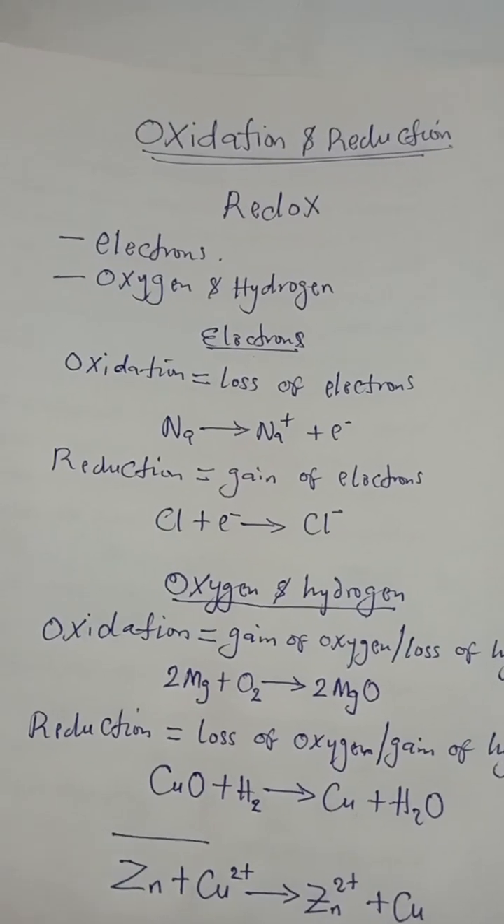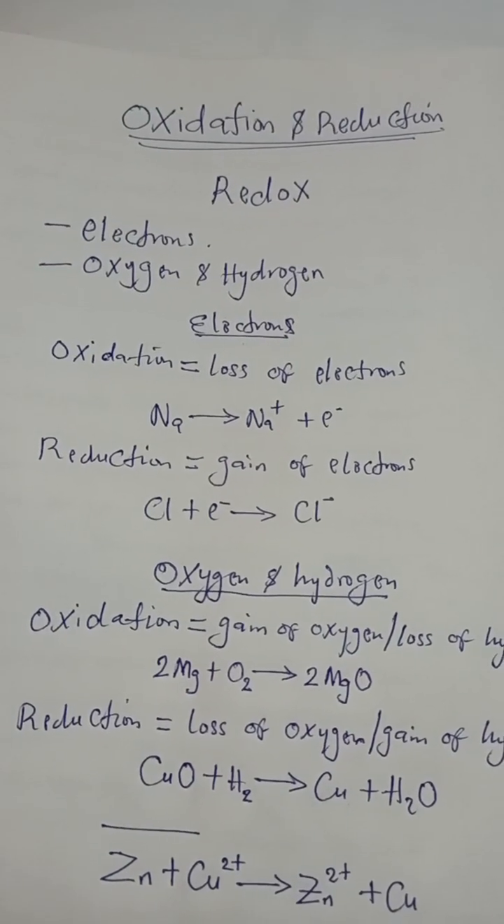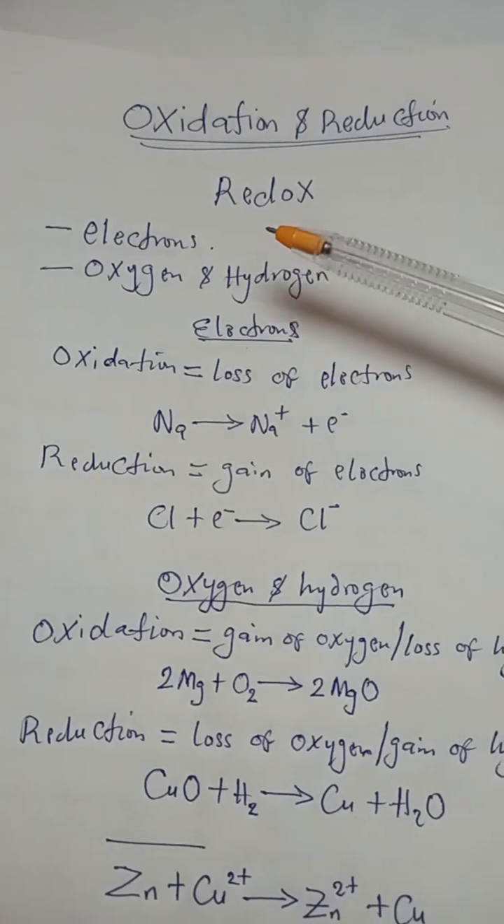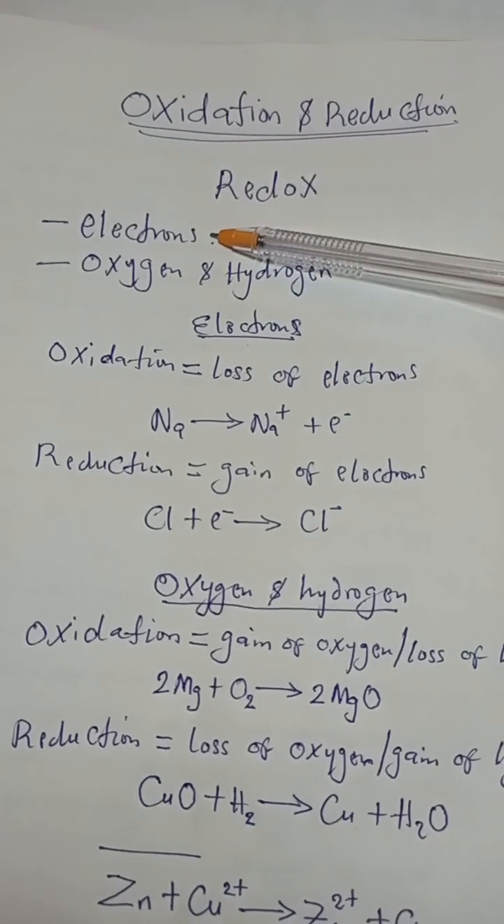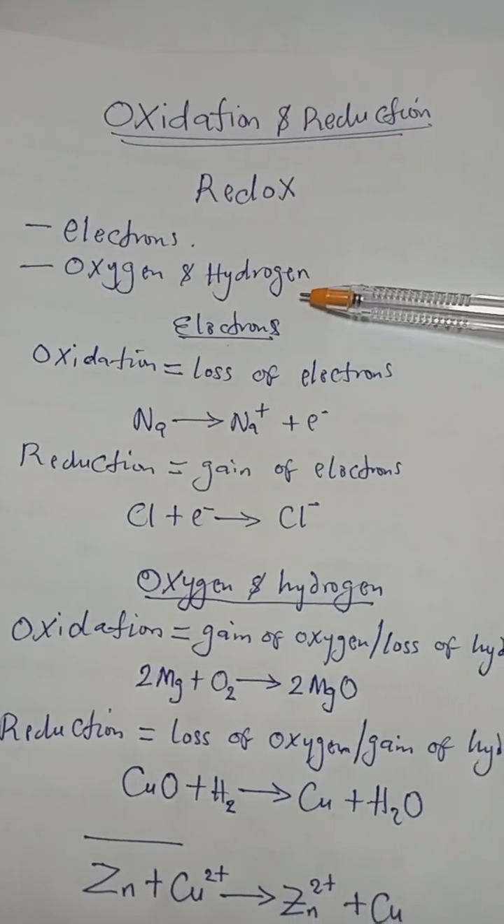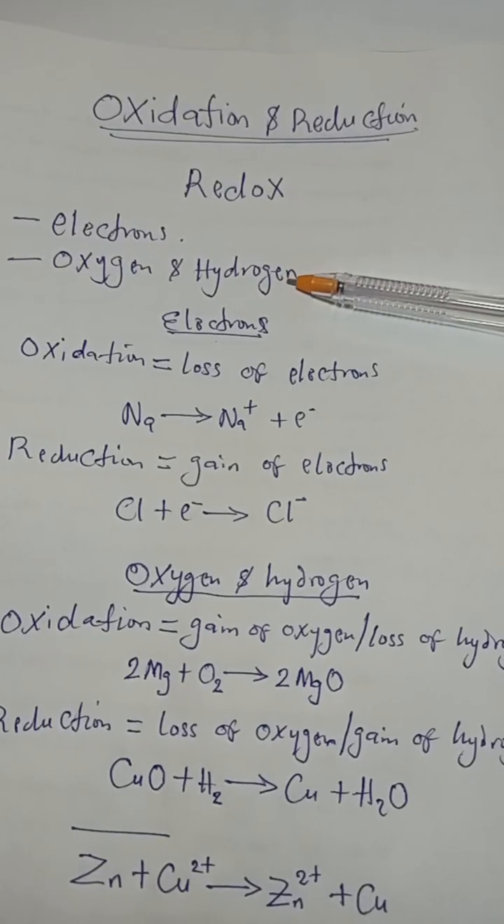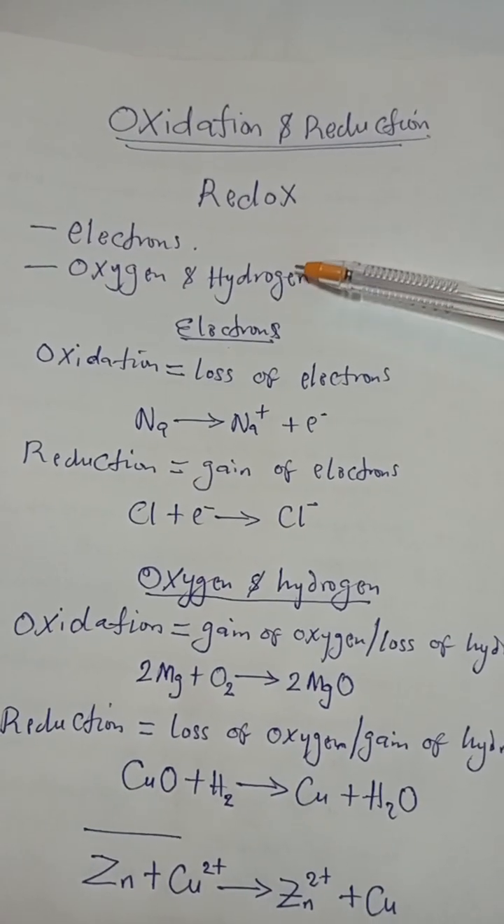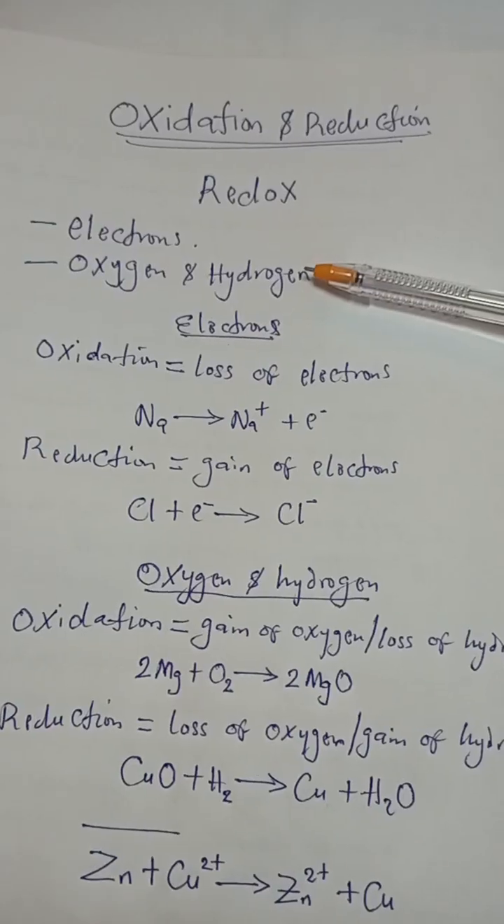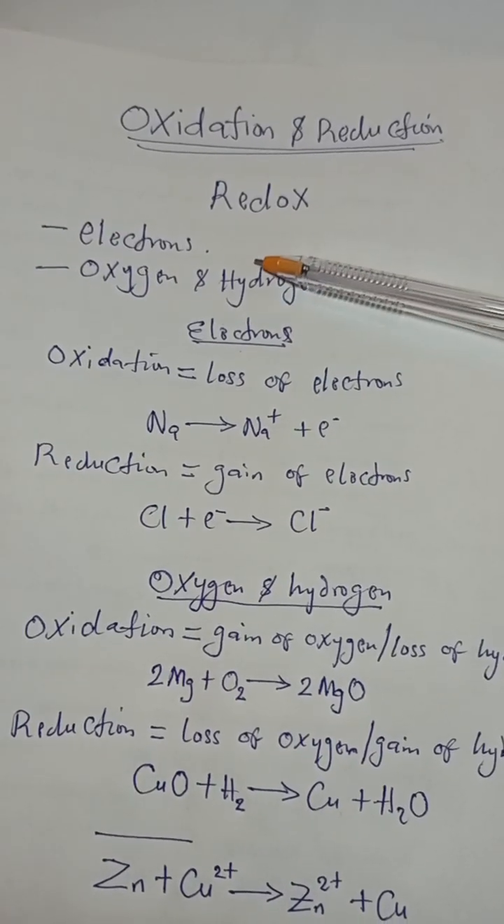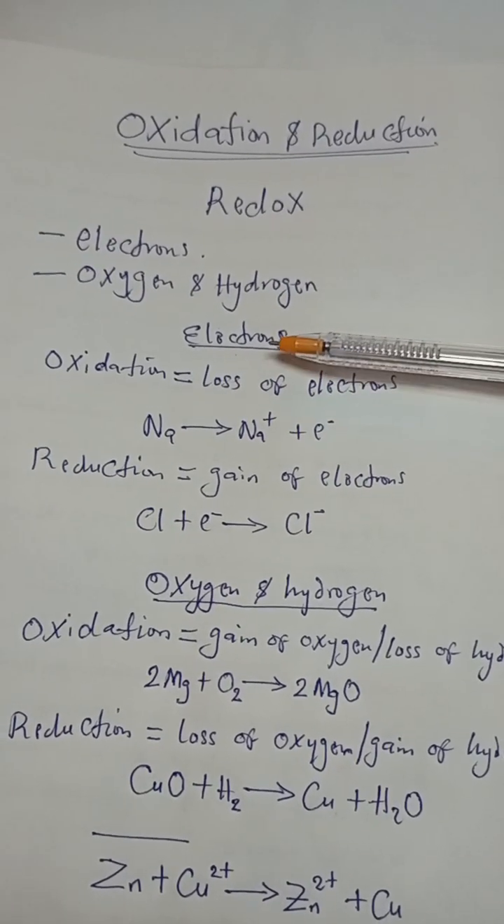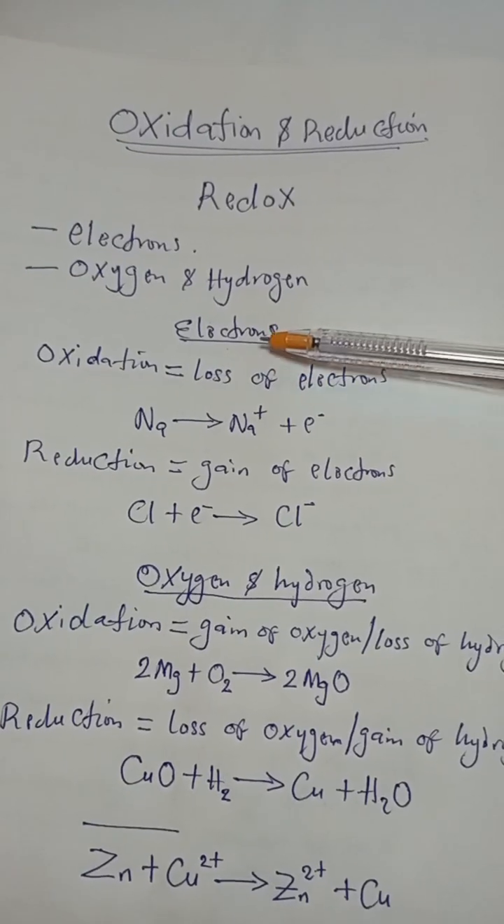All right. So majorly, we can define oxidation in two different ways. We can define oxidation based on electrons, and we can define oxidation based on oxygen and hydrogen atoms. So we'll be taking it one by one and seeing practical examples. So we take based on electrons first. Now, oxidation and reduction based on electrons.